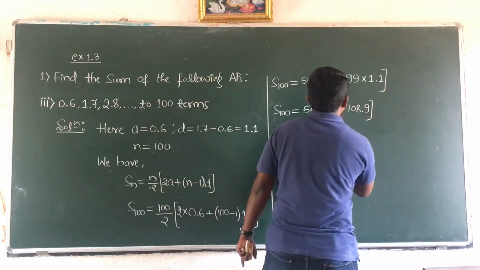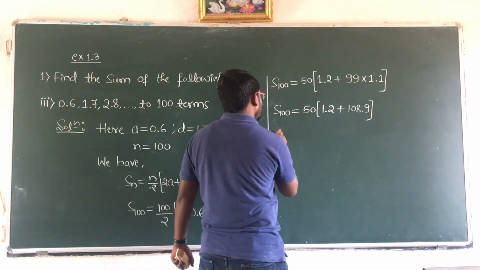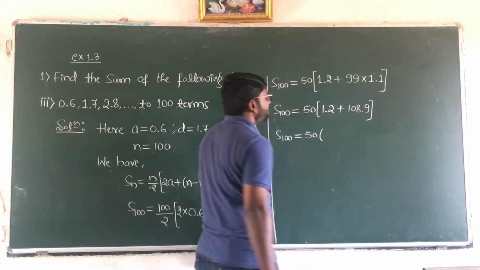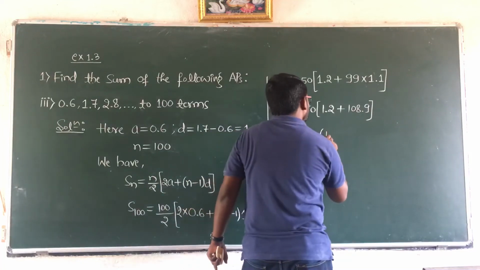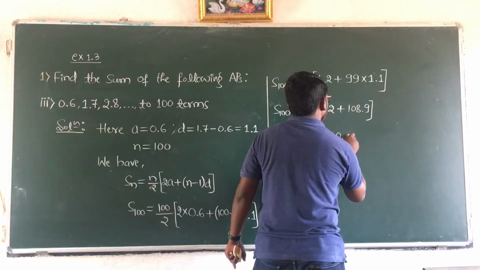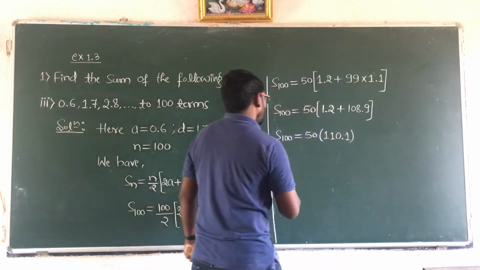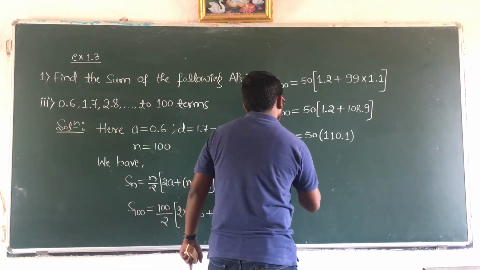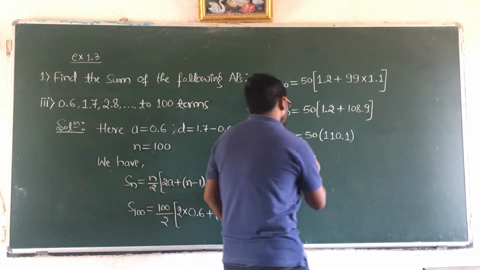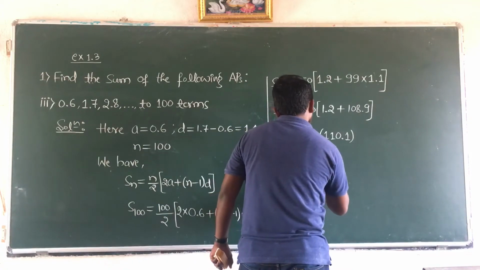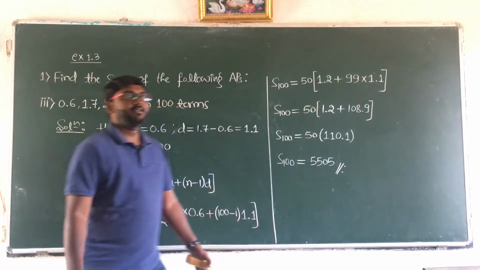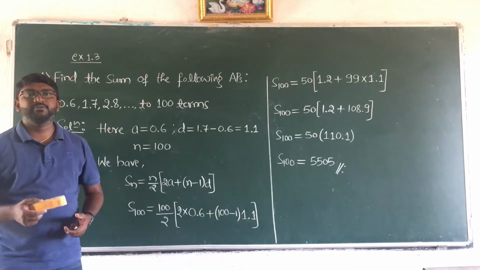108.9. Then now add these two. So S100 is equal to 50 into the bracket. How much do we get now? We get 110.1. So now S100 is equal to 50 into 110.1, which will give us 5505. So this is the final answer for the third sub question. Pause the video to note it down.